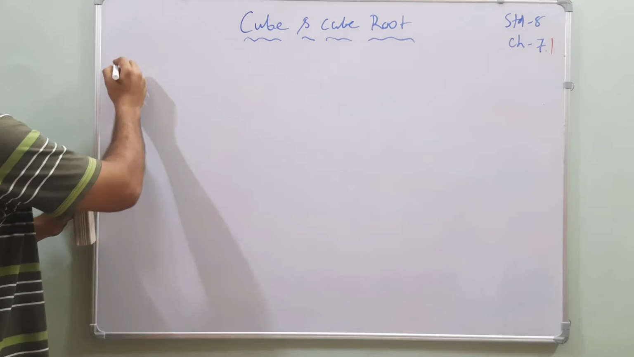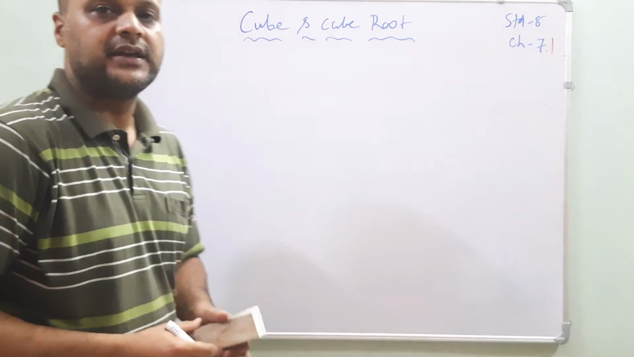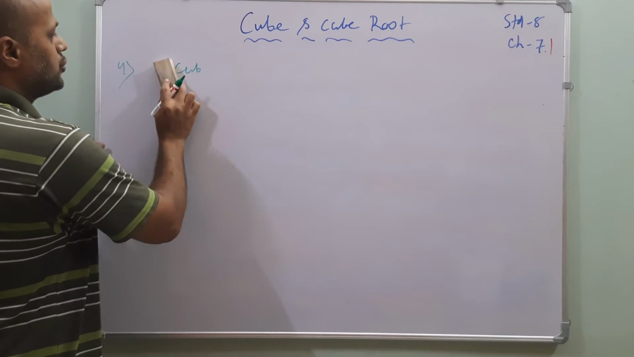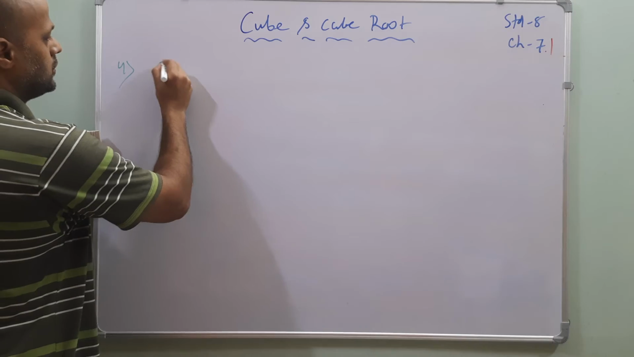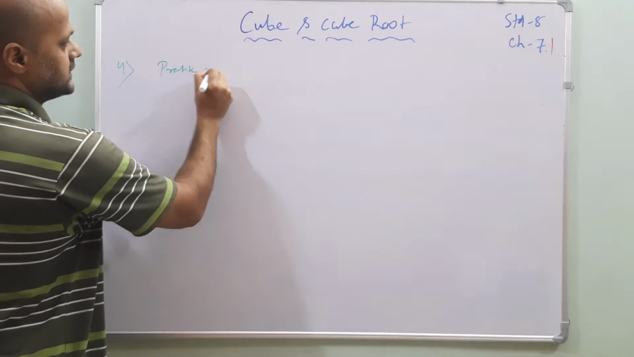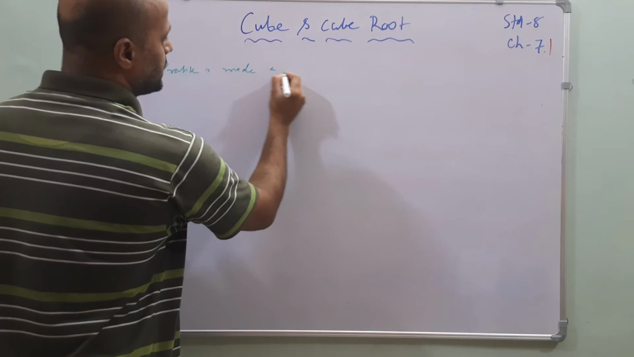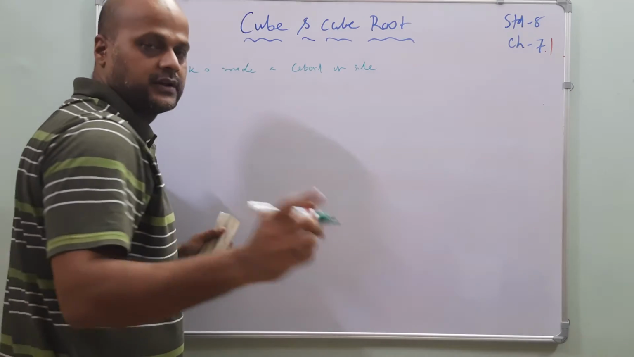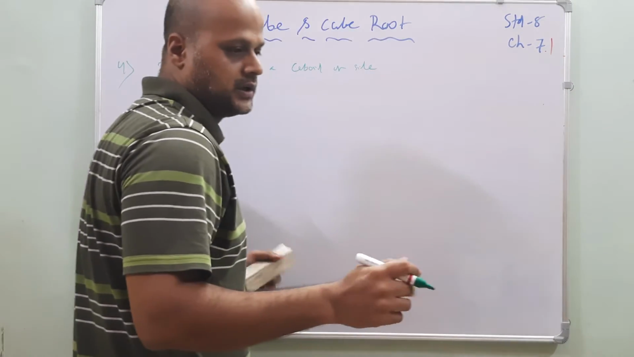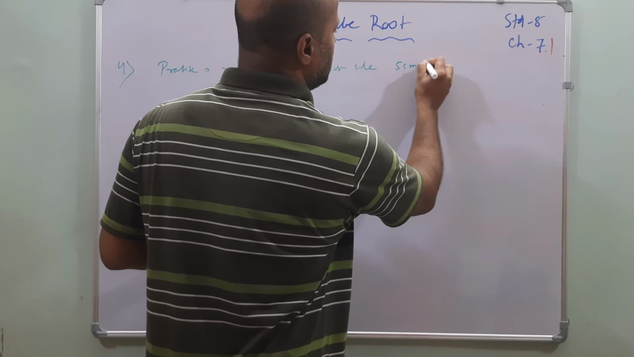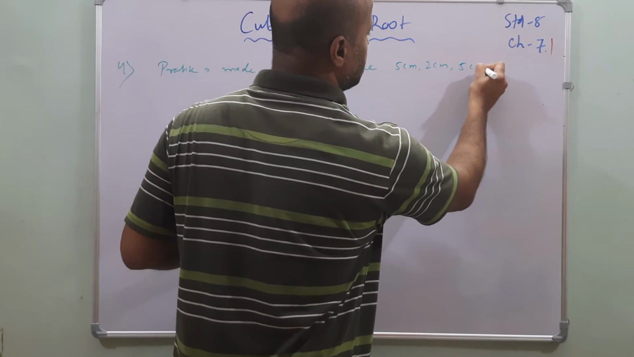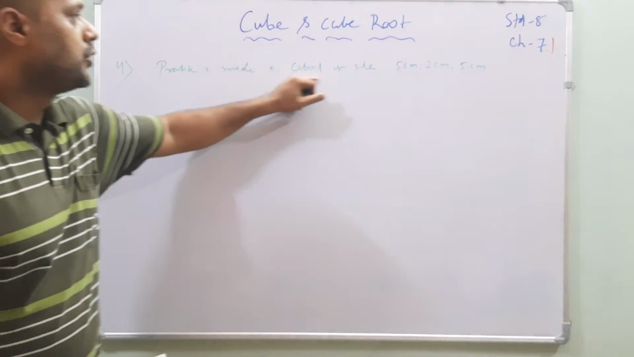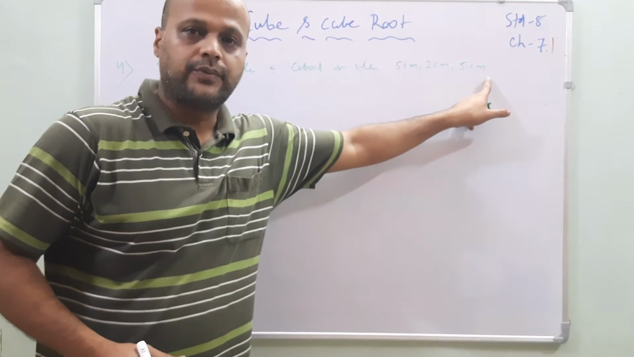So the fourth one is saying that Pratik is making a cuboid of sides. The question is given as 5 centimeter, 2 centimeter and 5 centimeter. So remember that this is the cuboid made by Pratik. These are the sides of the cuboid.